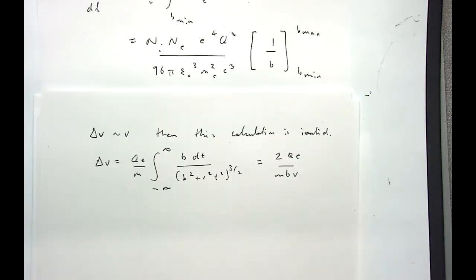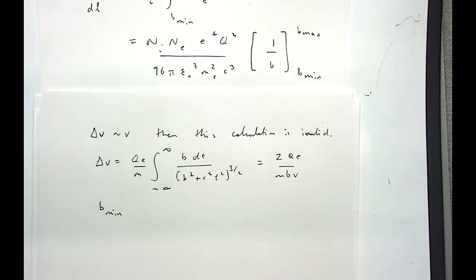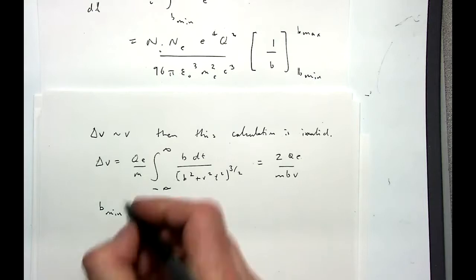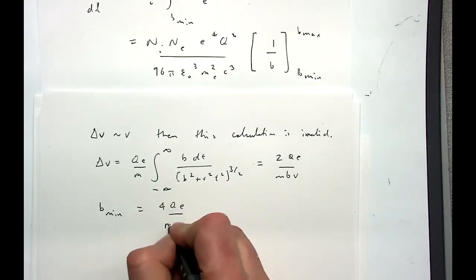So whatever the value of B is, as the electron passes by that particular nucleus of charge Q, and it goes by with the closest distance of approach B, then as B reduces, delta V becomes closer and closer to V, right? So we could say that our minimum valid value of B is equal to 4qE over pi mV. Okay?